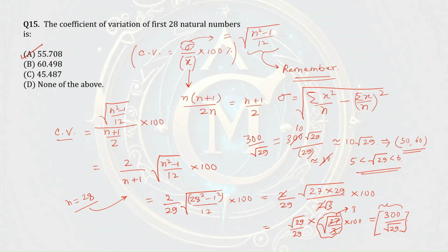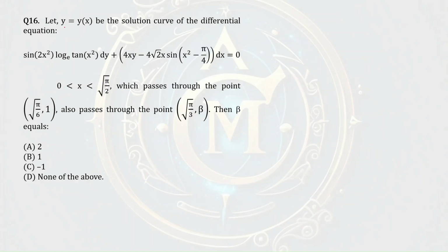If you calculate this value by using a calculator, you will see it matches. The next question: let y equal to y(x) be the solution curve of the differential equation this, and x lies in this range, which passes through the point root over pi by 6, 1, and also passes through the point root over pi by 3 comma beta. Then beta equals, and 4 options are given.